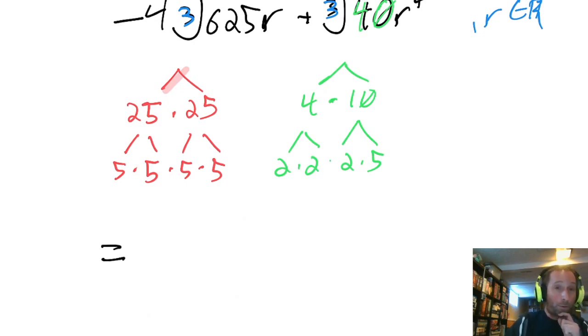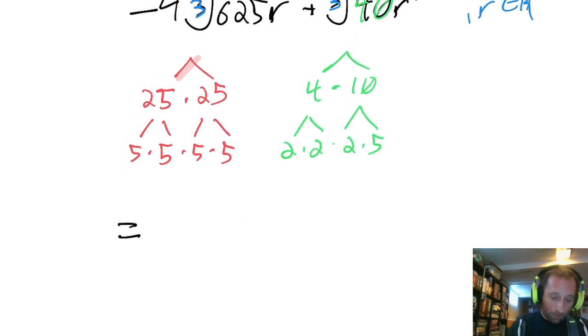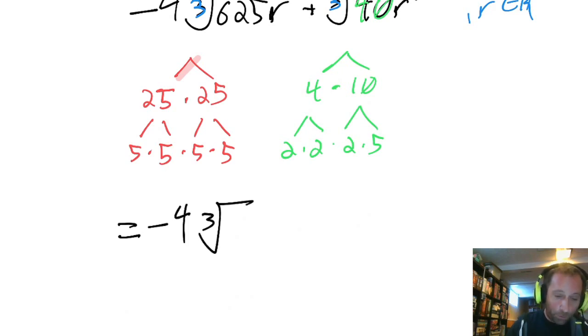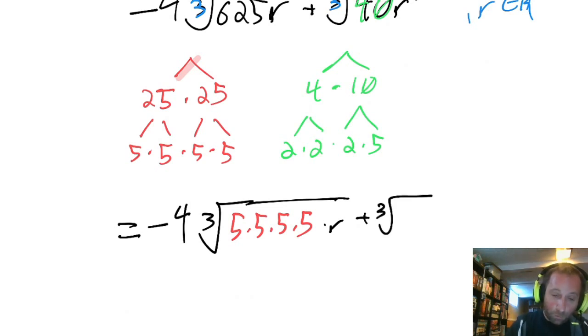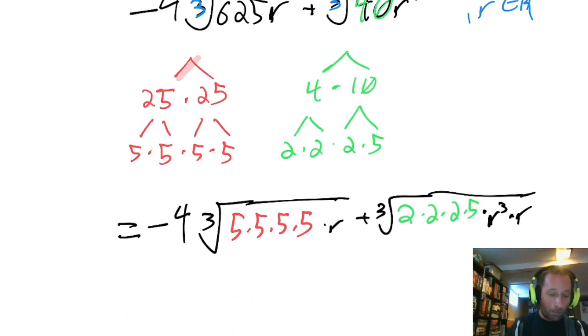Okay, let's use those prime factorizations to simplify this expression a little bit. So -4 times the cube root of 5 times 5 times 5 times 5 times r plus the cube root of 40, which is 2 times 2 times 2 times 5. And then we also had r to the power of 4, and that's r cubed times r. Or you could write the r out 4 times. It's fine either way.